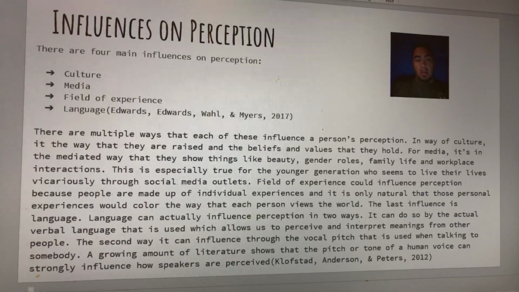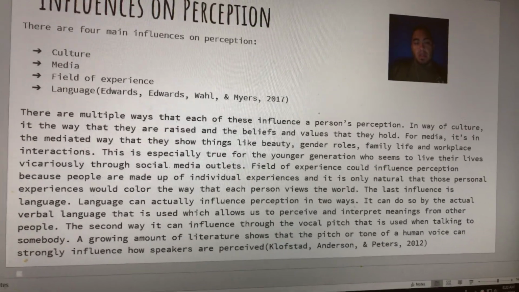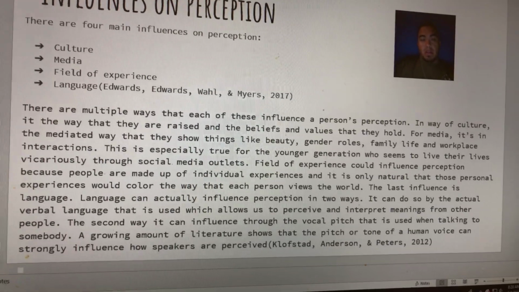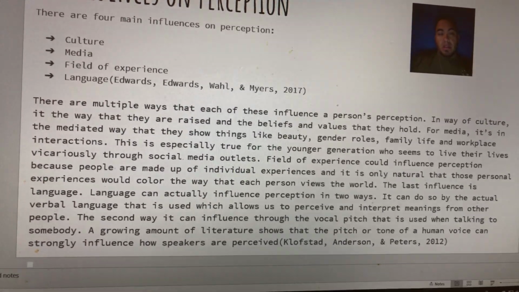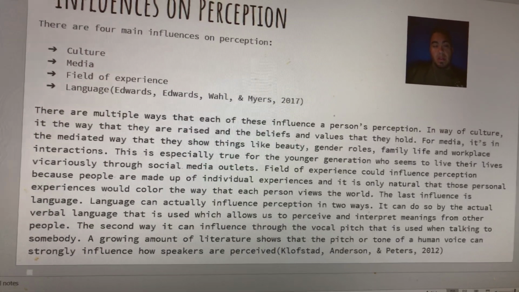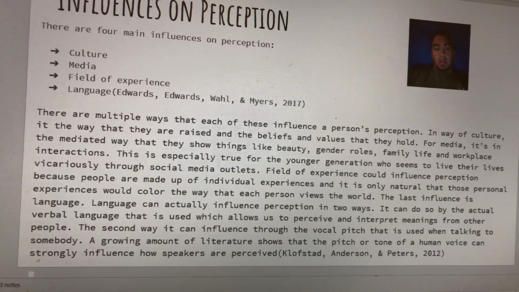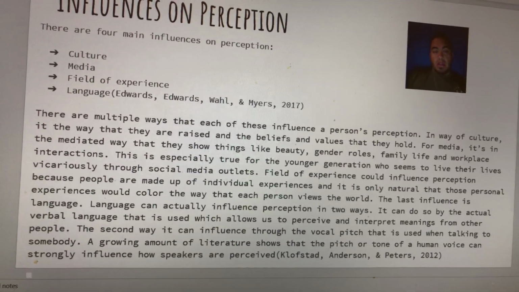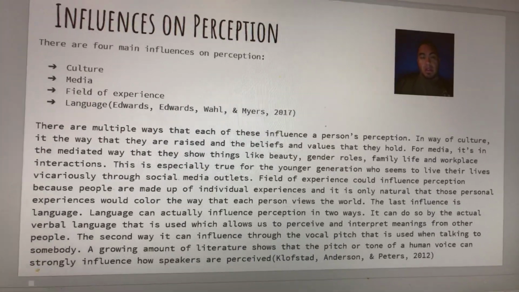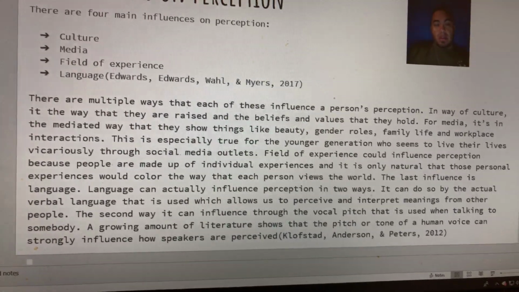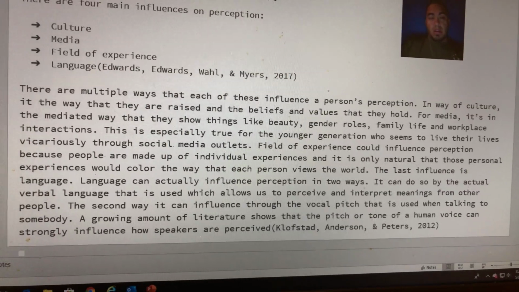The last influence is language. Now, there's two parts to that. Language can actually influence perception in two ways. Number one, by the actual verbal language that is used, which allows us to perceive and interpret meanings from other people. Number two, through the vocal pitch that is used when talking to somebody. For example, a growing amount of literature shows that the pitch or tone of human voice can strongly influence how speakers are perceived.